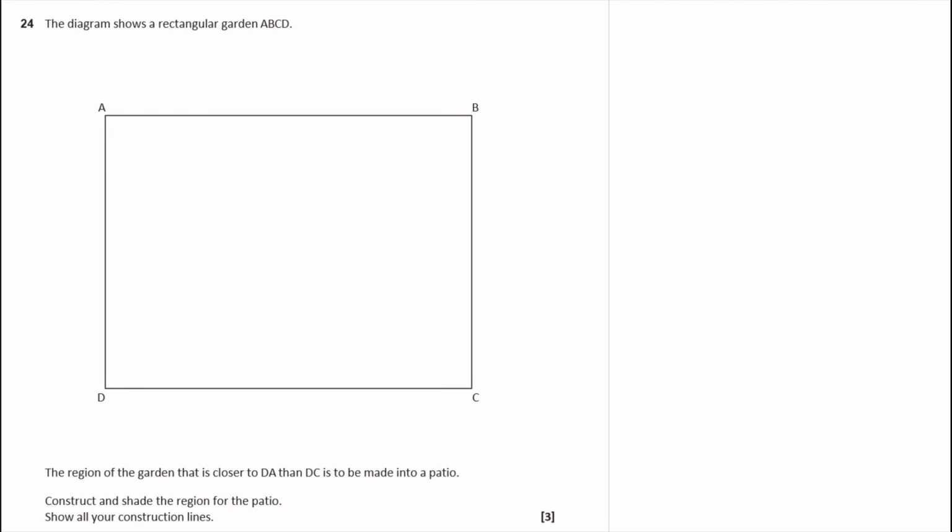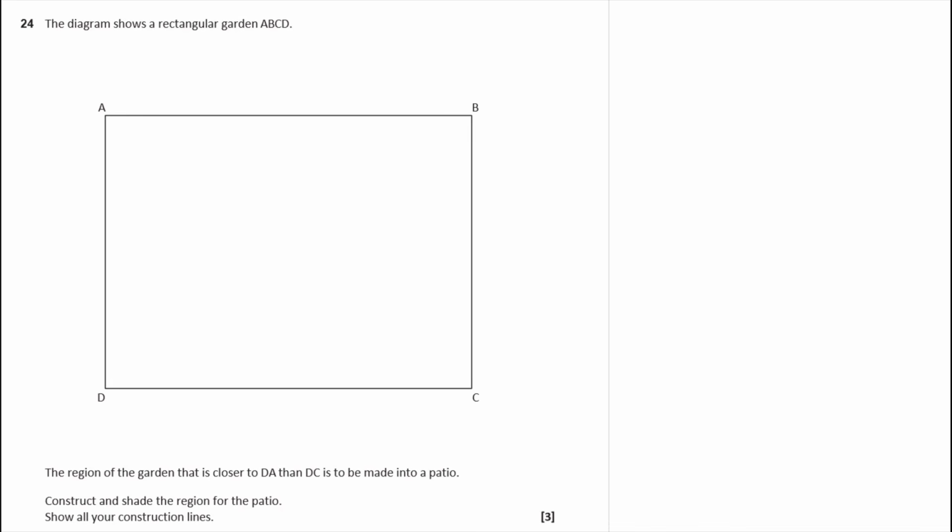Question 24, the diagram shows a rectangular garden, ABCD. The region of the garden that is closer to DA than DC is to be made into a patio. Construct and shade the region for the patio. Show all your construction lines. Okay, now this is a locus question. We need to find the points that are closer to DA than to DC. Now DA is a line, DC is a line. So we need to find the points that are equidistant from two lines, okay?